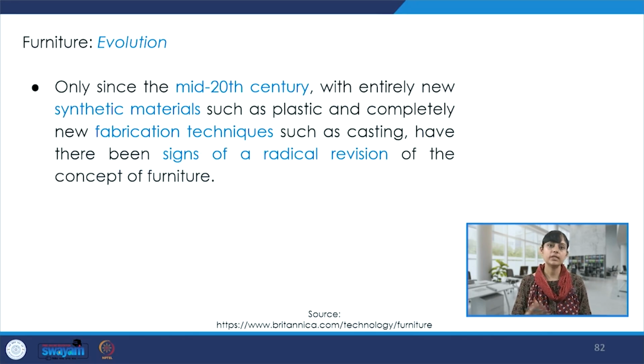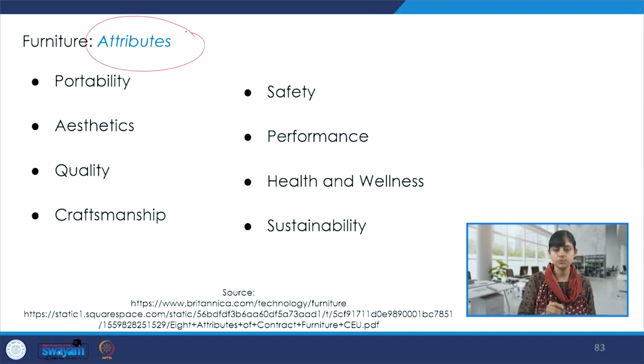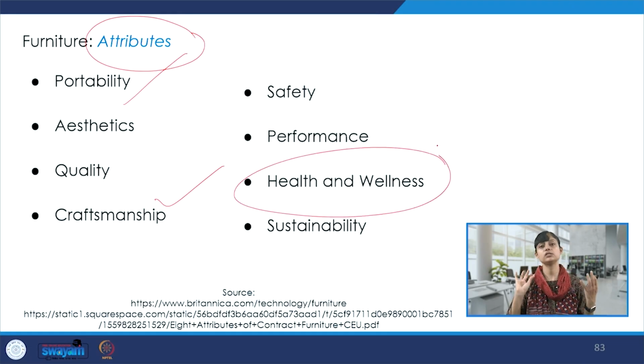So only since the mid 20th century, with entirely new synthetic materials such as plastic, and with new fabrication techniques, we saw some signs of radical revision as far as the concept of furniture is concerned. Now, the most important attributes of furniture could be portability, craftsmanship, safety, aesthetic, health and wellness, whether it's a reclining chair for the elderly or a specific chair for differently abled people, and so on. And of course, sustainability, the concepts that I was just talking about.